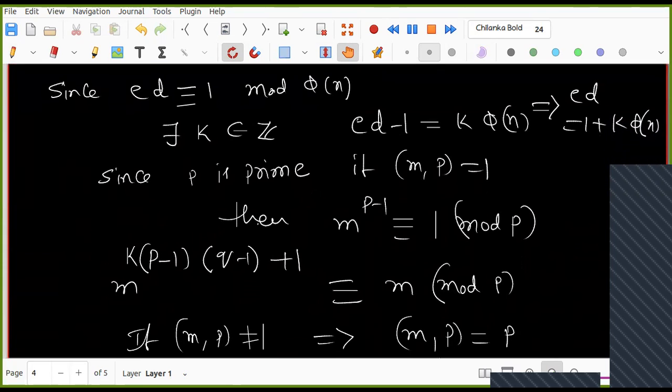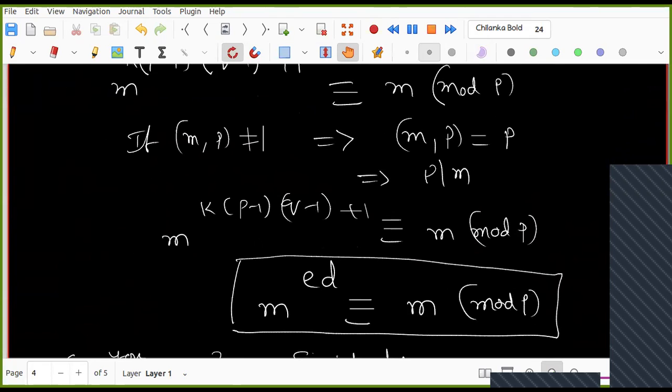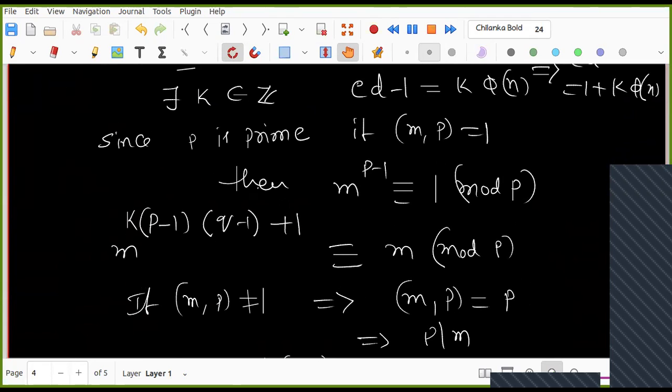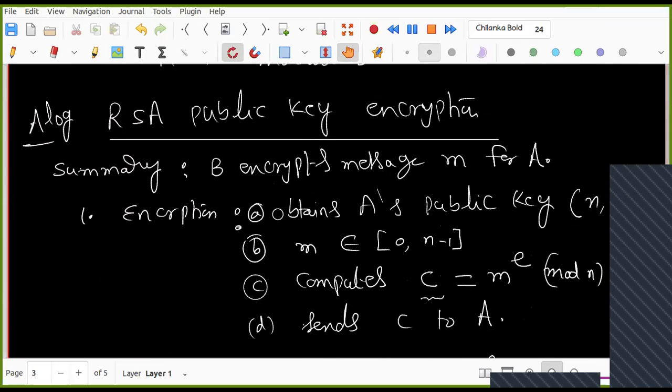We are using Euler's theorem, or Fermat's little theorem directly, or you can use the Euler phi function directly: M power phi of n is congruent to M, that also you can use. I derived it from Fermat's little theorem, but you can derive it directly from Euler's theorem also. I hope this is not a difficult part. Is it okay for you? How is everything till now? Fine, yes, sir, understood.